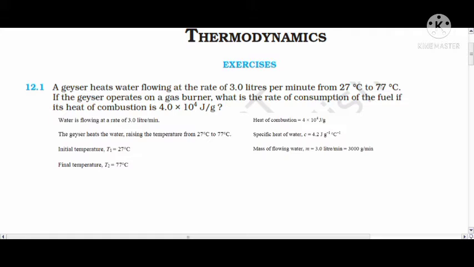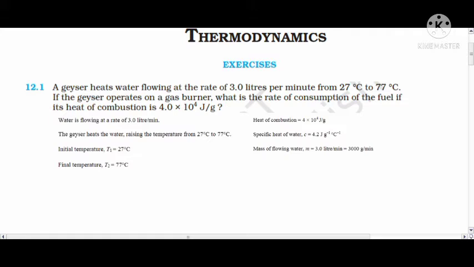A geyser heats water flowing at the rate of 3 liters per minute from 27 degrees Celsius to 77 degrees Celsius. If the geyser operates on a gas burner, what is the rate of consumption of the fuel if its heat of combustion is 4 into 10 power 4 joule per gram?